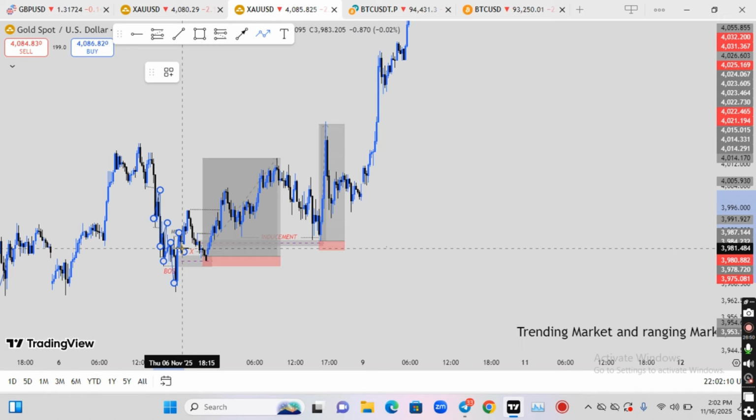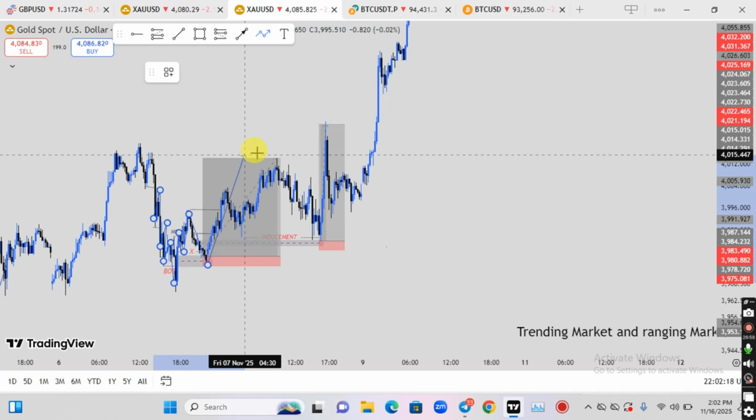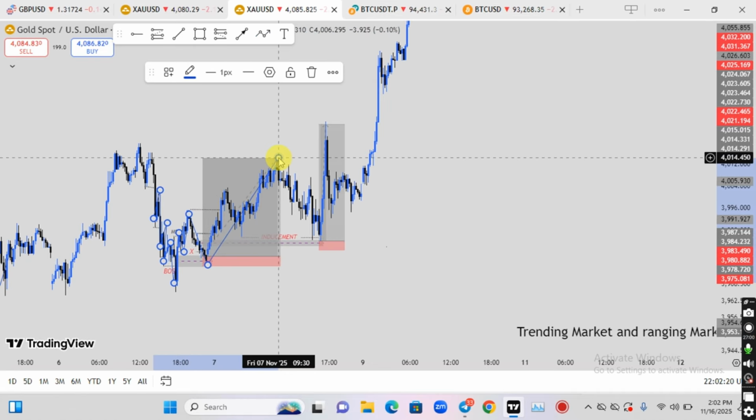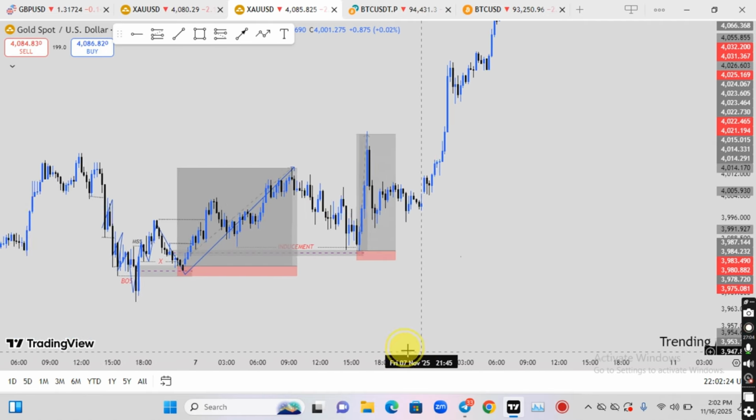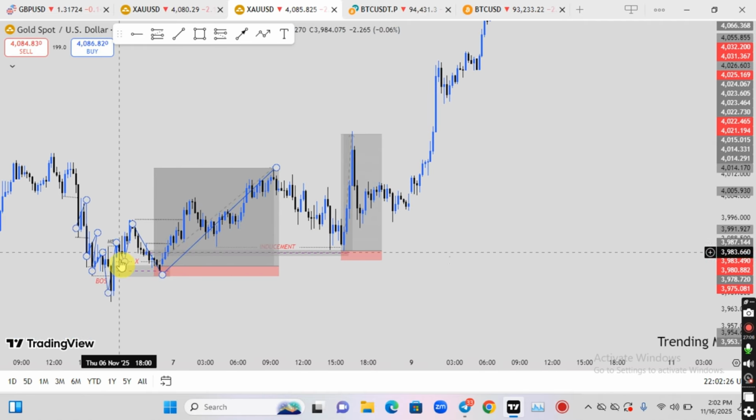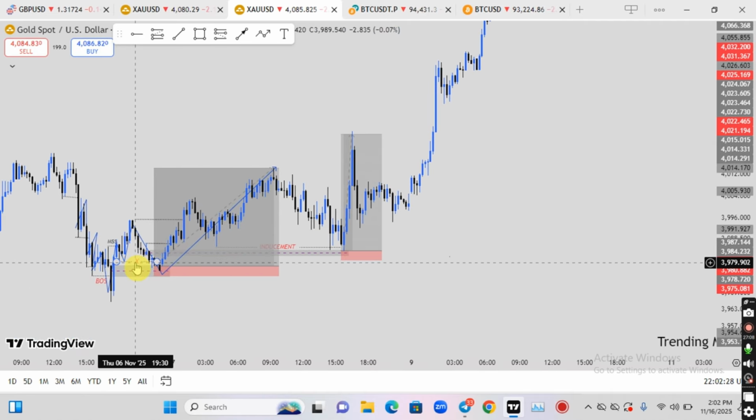Then for this pullback to be valid, it has to pull back again to clear 50% of it, which it did, more than that. Now tap to my entry, then move to the zone. You see here, it gave me a valid entry. That was an MSS here. This is my inducement. This X is my inducement.